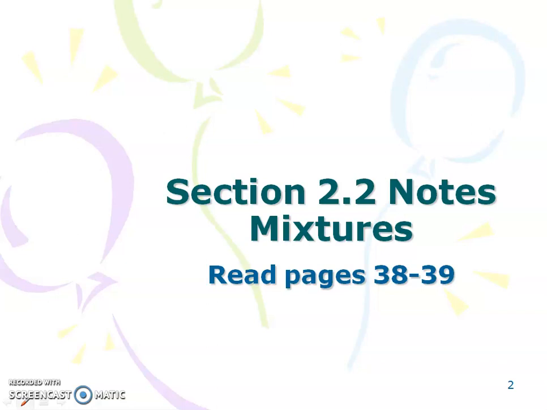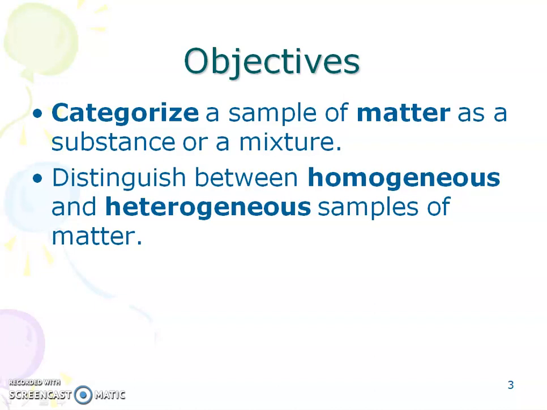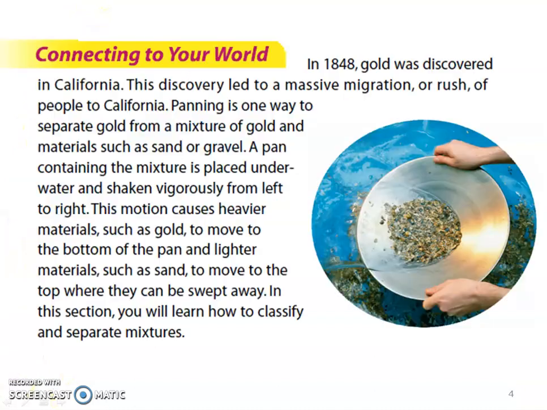This is Mrs. O'Neill for Chapter 2, Section 2, Mixtures. And I want to remind you about reading the book. It's not necessary, it's not mandatory, but as you are doing the book work, if you get stuck, you might want to read that section. So in this section, you're going to be able to categorize a sample of matter as a substance or a mixture. So you're going to be able to distinguish between homogeneous and heterogeneous samples of matter.